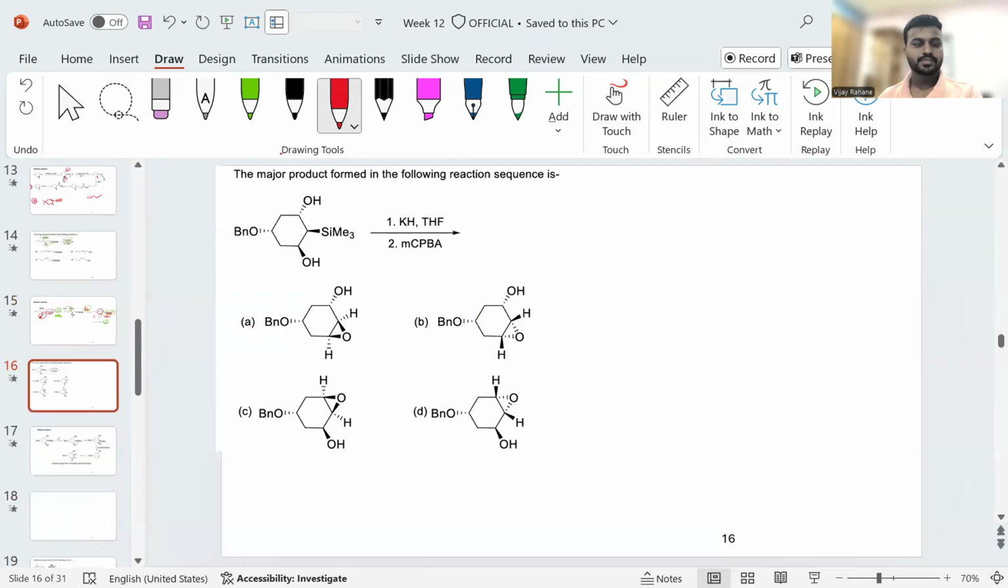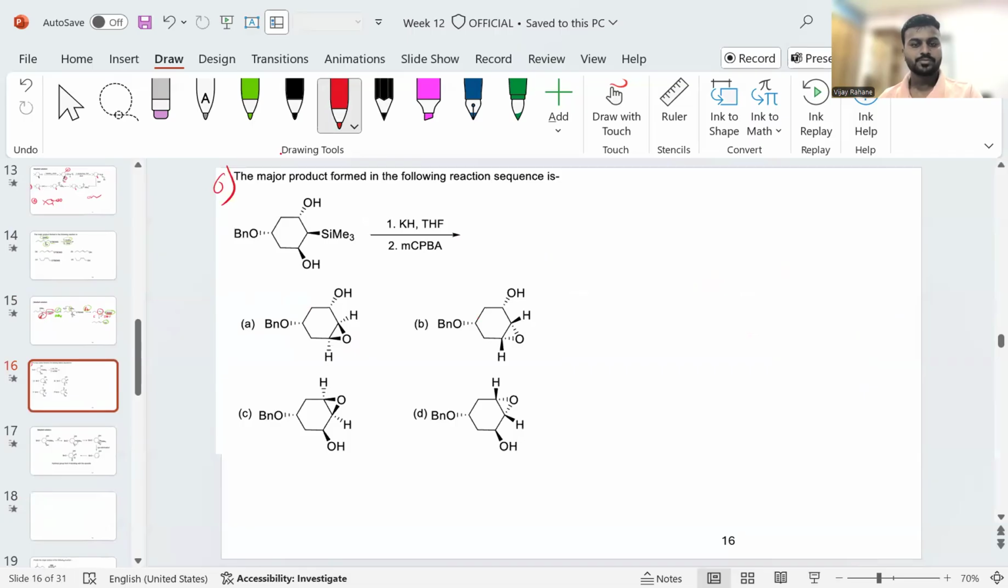Here, the next question: the major product forming in the following reaction sequence. We have the compound which has two hydroxy groups, one hydroxy protected by benzyl protection, and we have the SiMe3 group. If you look at the SiMe3 group, one alcohol is anti and the other is syn. So I will label the anti alcohol as alcohol A and the syn alcohol as alcohol group B, and we have added KH. Now this KH is again a source of hydride, so obviously a strong base.